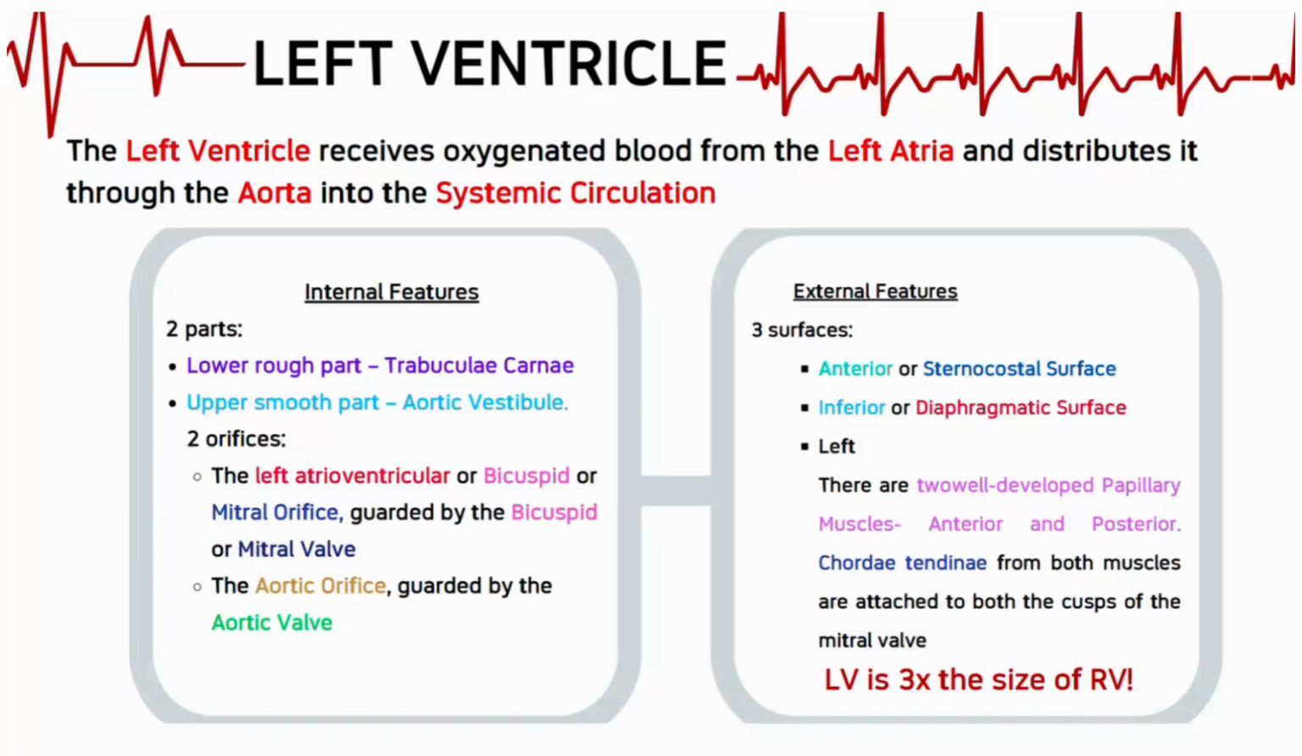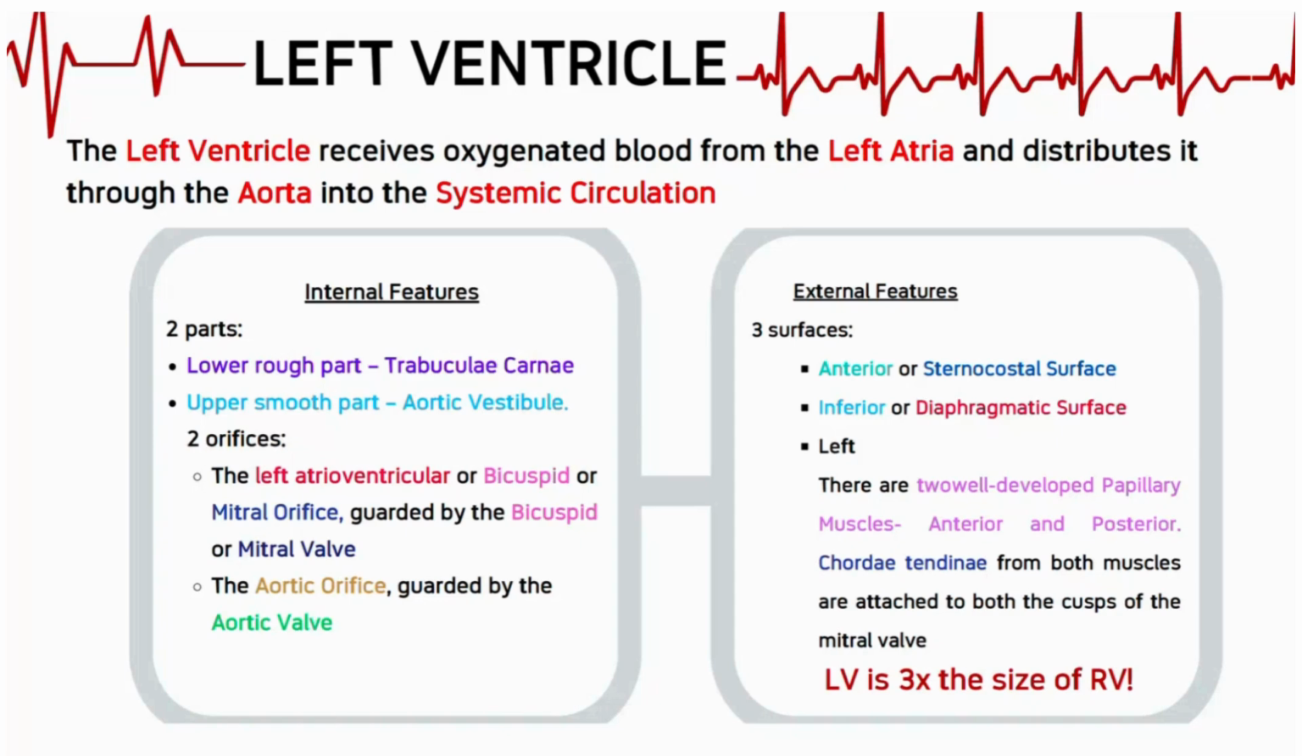In terms of external features, we have some sides that we need to know. Okay, so we have the anterior or sternocostal surface, the inferior or diaphragmatic surface. Now, have this noted in your head. This becomes very important when we're reading ECGs. Okay, the anterior side of the heart, inferior side of the heart.